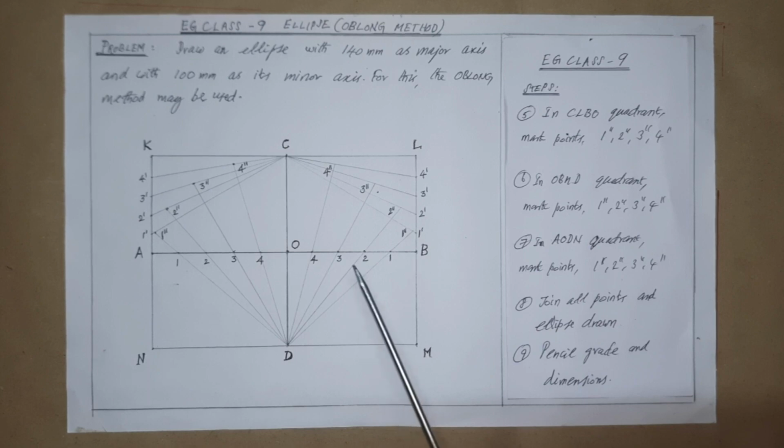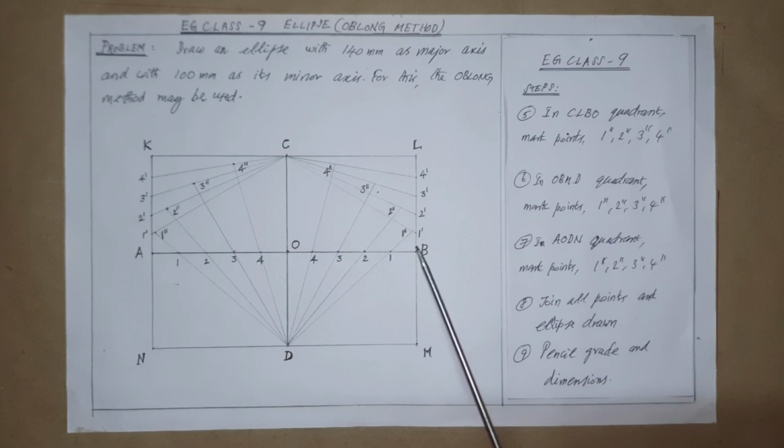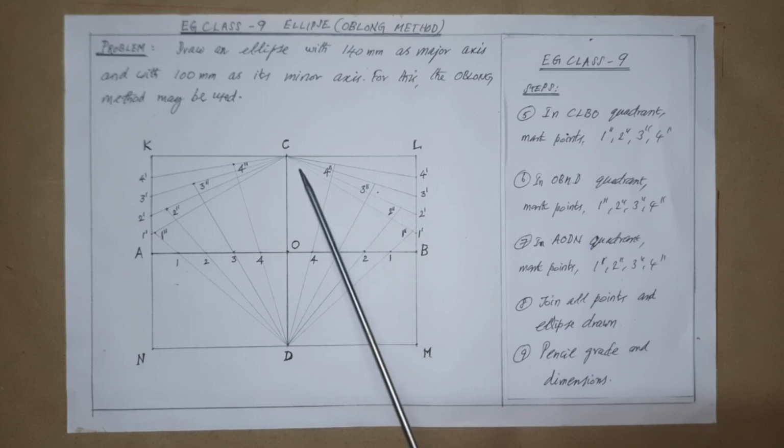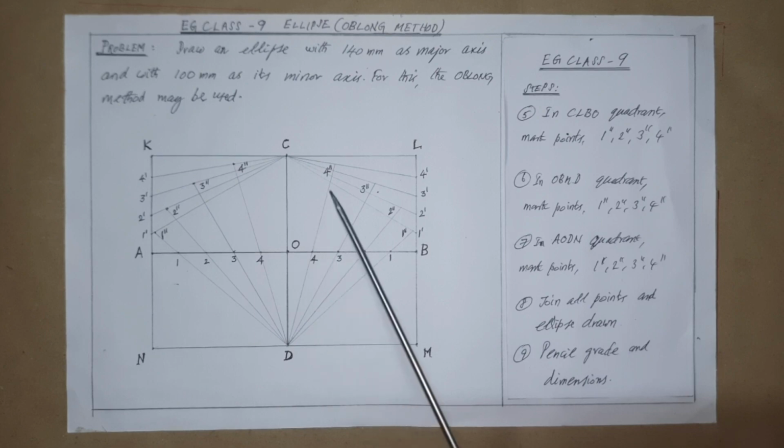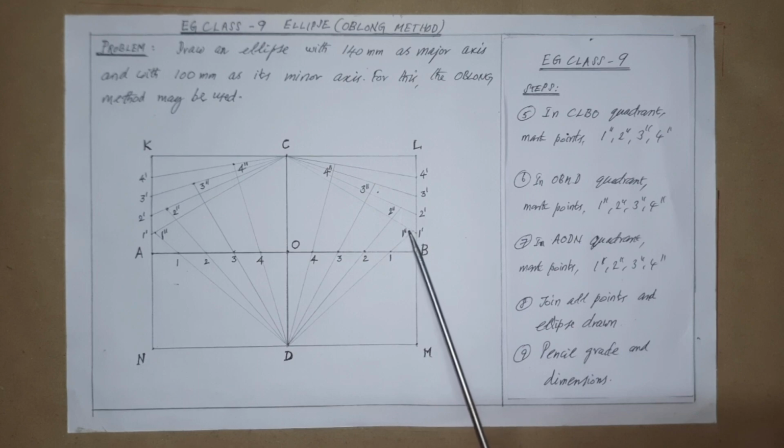Now join C1 dash, then D1 extend, then we get 1 double dash. Similarly C2 dash, D2 extension will meet at 2 double dash. Then C3 dash, D3 extension will meet at 3 double dash. Then C4 dash, D4 extension will meet at 4 double dash, such that we have to number 1 double dash, 2 double dash, 3 double dash, 4 double dash.